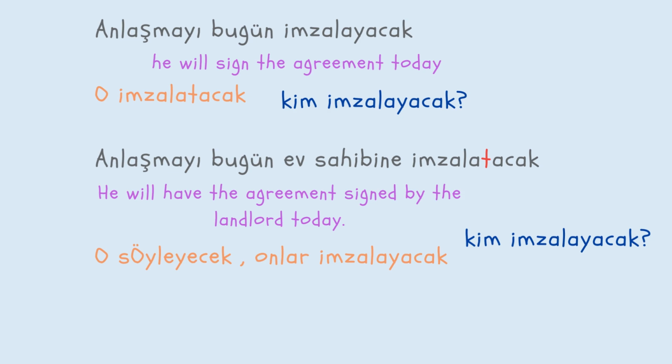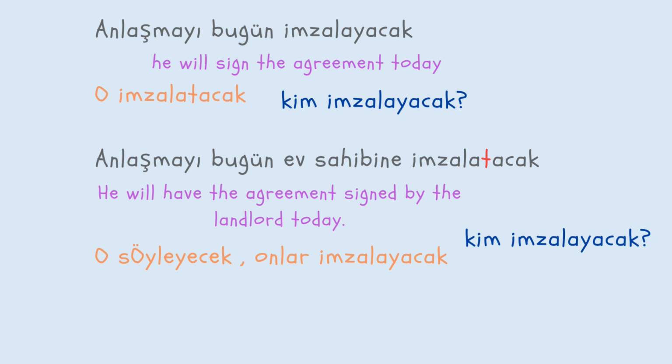Anlaşmayı bugün imzalayacak. He will sign the agreement today. Kim imzalayacak? Who's gonna sign? O imzalayacak. He's gonna sign the agreement.